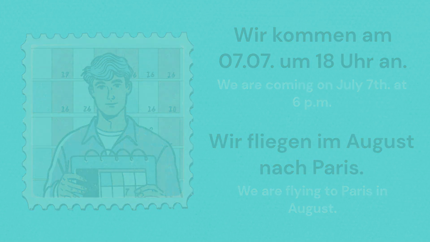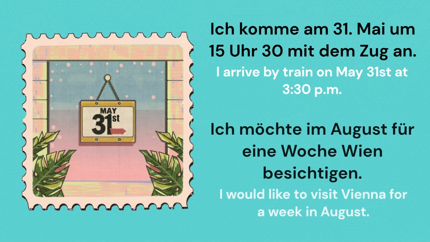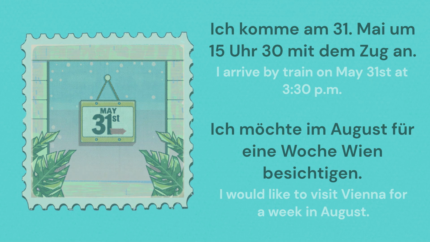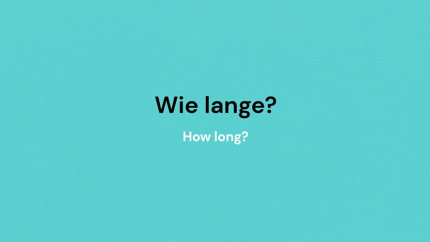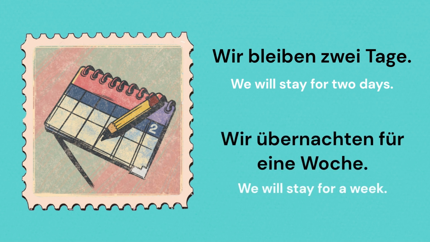Here's another one. Ich komme am 31. Mai um 15.30 Uhr mit dem Zug an. Oder ich möchte im August für eine Woche Wien besichtigen. After you have mentioned when you're coming, you should also mention for how long are you gonna stay. Wie lange? You could say, wir bleiben 2 Tage. Or you could also say, wir übernachten für eine Woche.